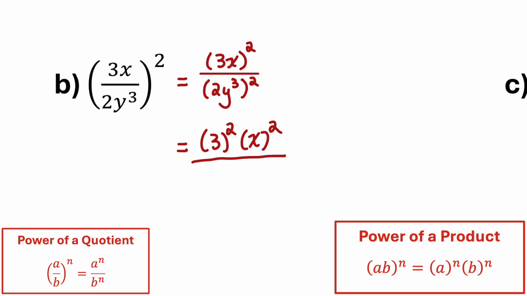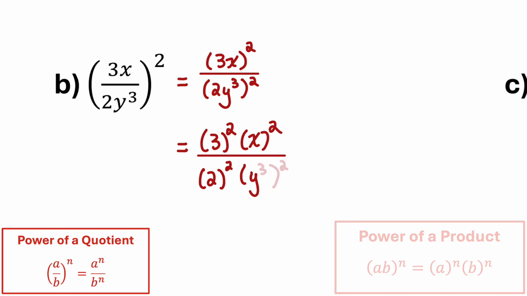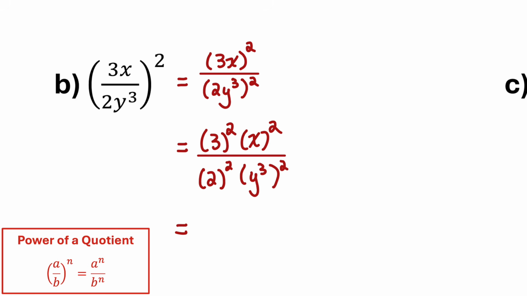And then in the denominator, I have to use the same power of a product rule. This exponent of 2 has to be applied to both the 2 and the y cubed, giving me 2 squared times y cubed squared. And now I can simplify further. 3 squared is 9. So in the numerator, I have 9x squared. And then in the denominator, I have 4. And then y cubed squared.